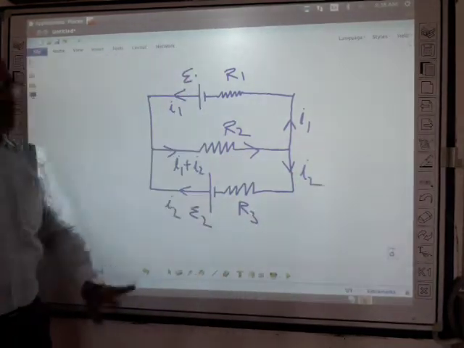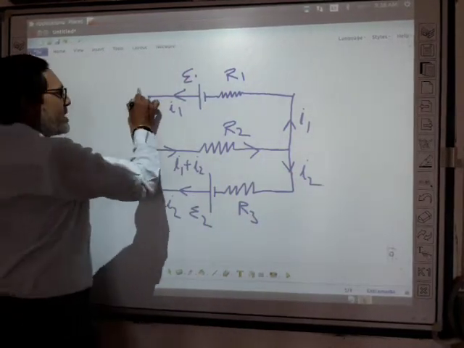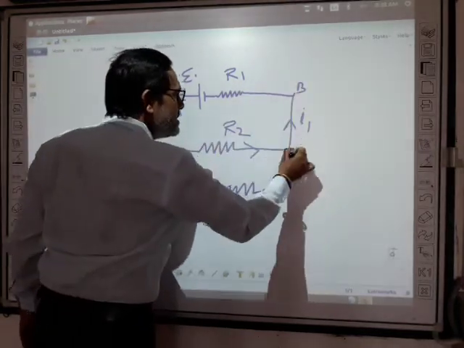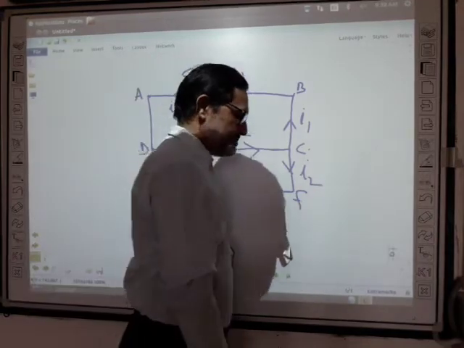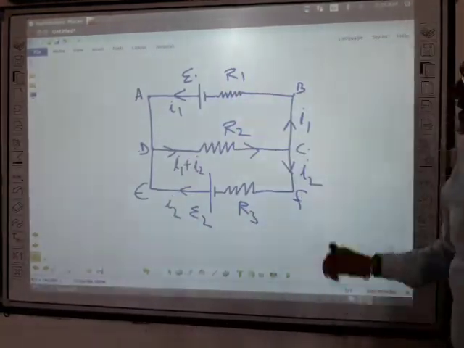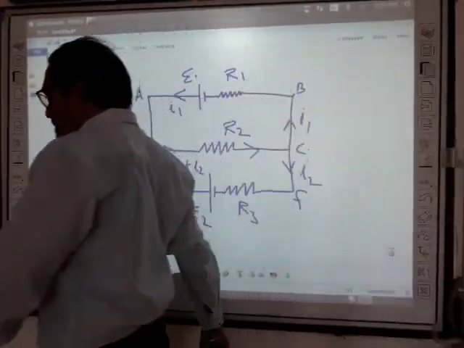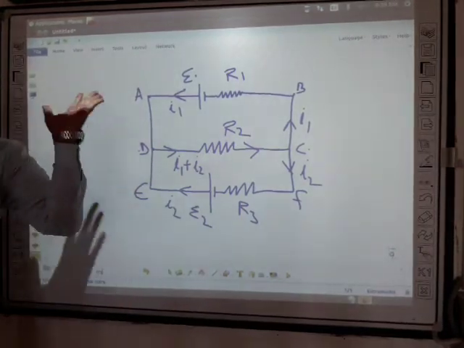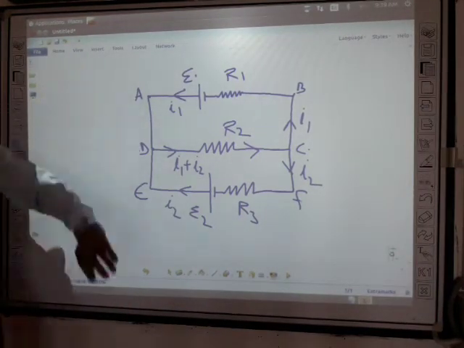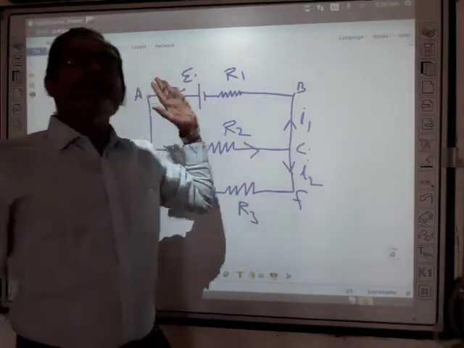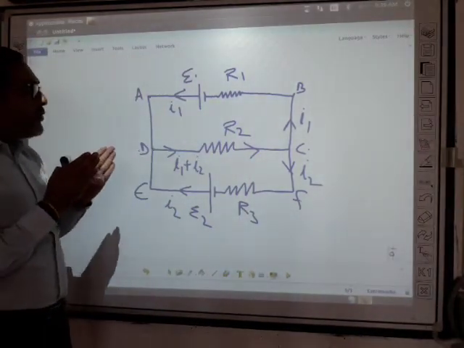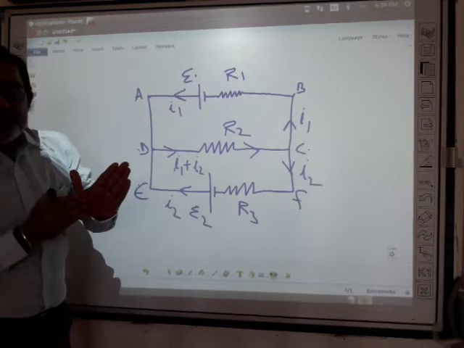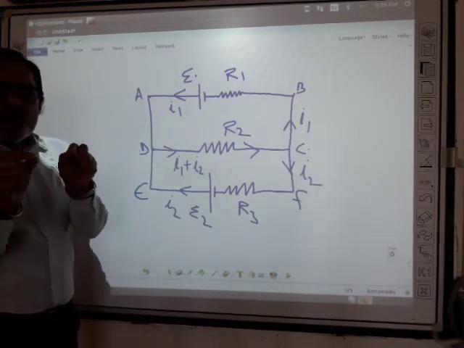Suppose this network is to be given, and we mention the points A, B, C, D, E, F. Now, this type of question is to be given and you are told to find the value of current or to find the equations. So now, we apply the voltage loop rule.